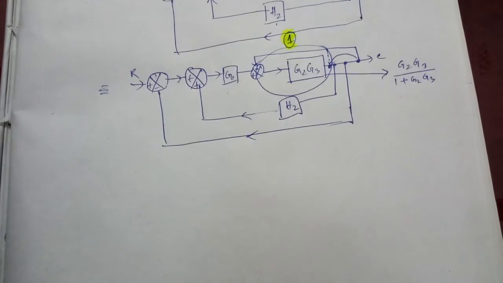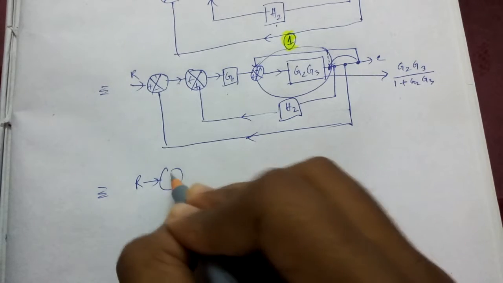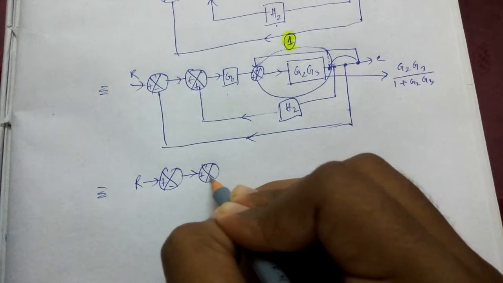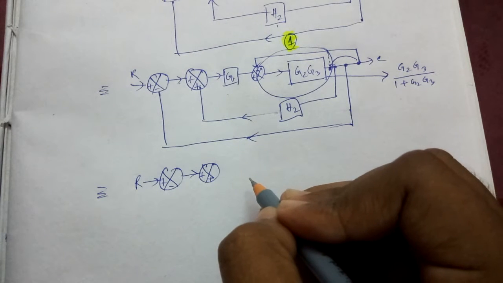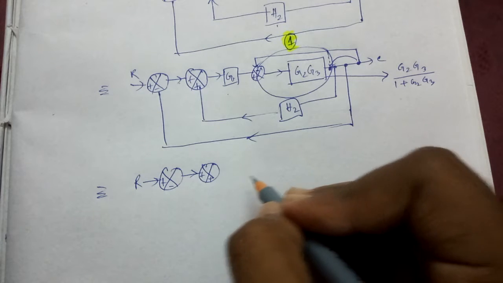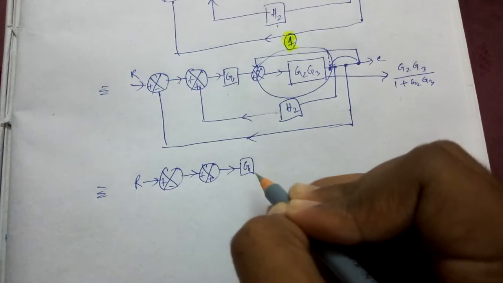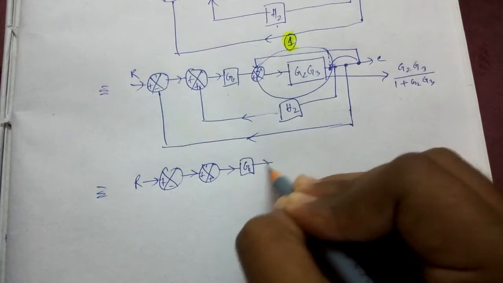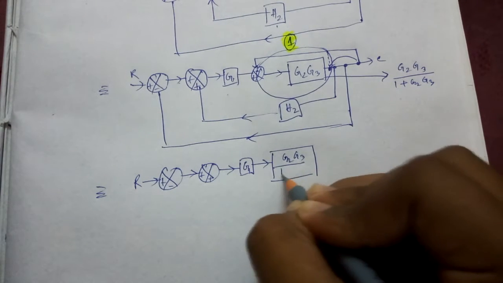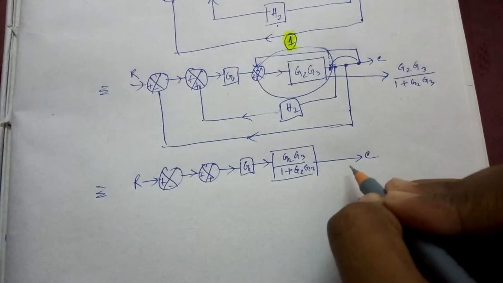Now in my next step I can draw it: plus minus, as there is negative feedback, plus plus, here is positive feedback, then G1 and the calculated overall transfer function of this part, and there the simple output.